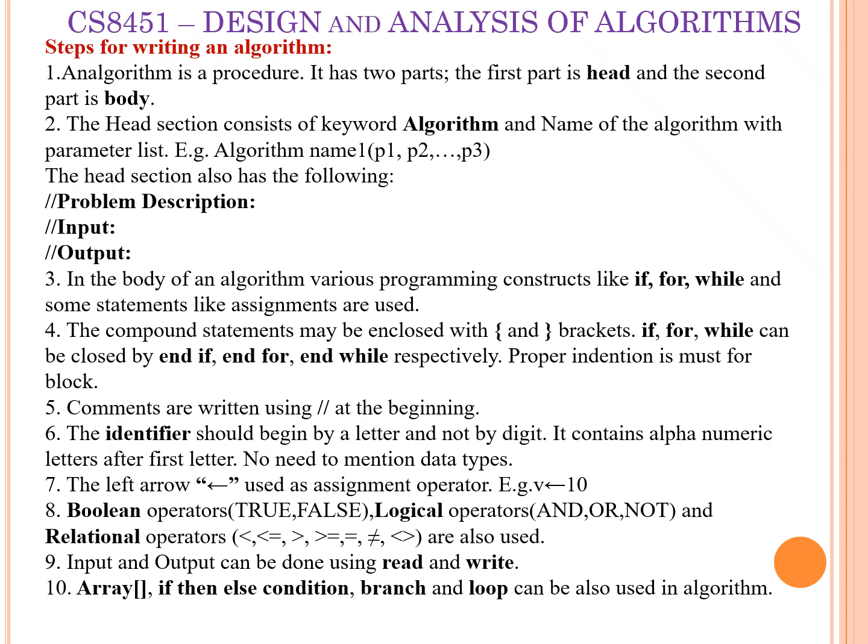So let us move on to the steps given for writing an algorithm. First, an algorithm is a procedure, and we all know it has just two parts: head and body. The head section consists of the keyword algorithm and the name of the algorithm. If I am going to write an algorithm for finding the GCD of numbers, it is algorithm GCD. If I am going to write an algorithm for merge sort, it is algorithm merge sort. The name is user defined; the keyword is algorithm, and you can give any name of your interest.